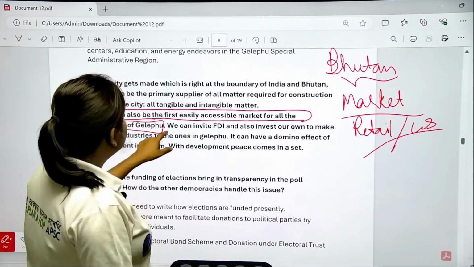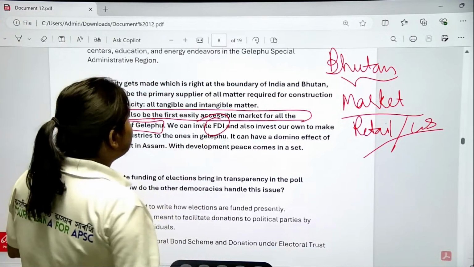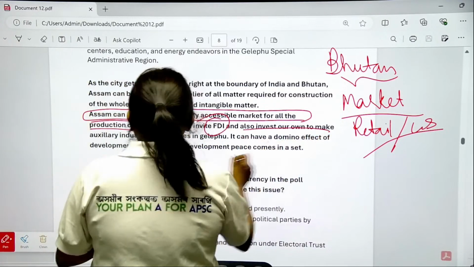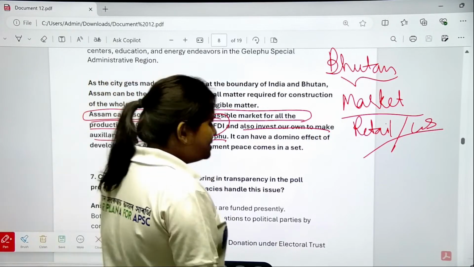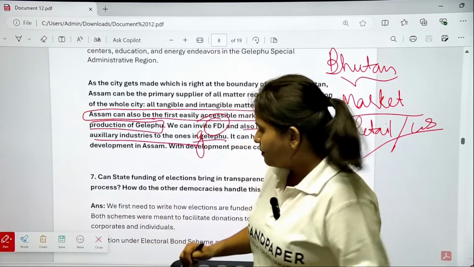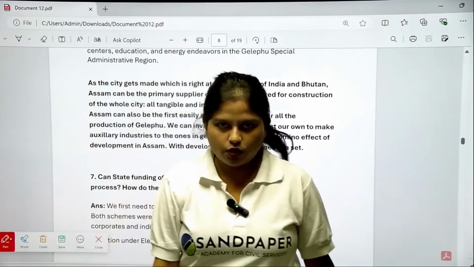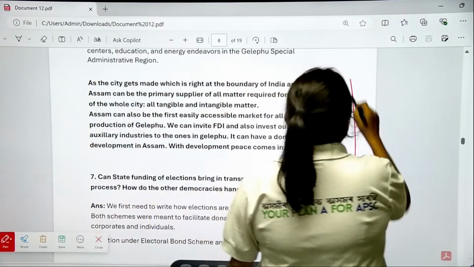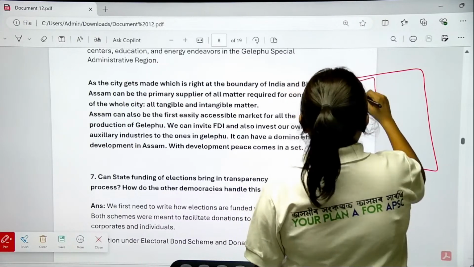Also, we can invite foreign development in foreign direct investment, and also invest our own to make auxiliary industries to the ones in Gelefu. Auxiliary industry mane ki? Etia amar, for example, let us clean this. Dhori lo ekhon gaon, hoy na? Ekhon gaon to eta hospital eta bonile, private hospital.